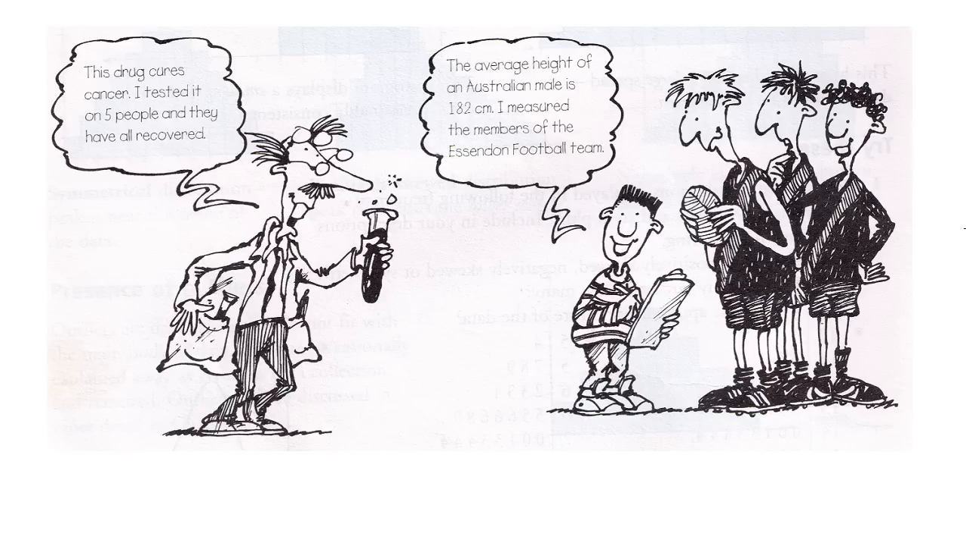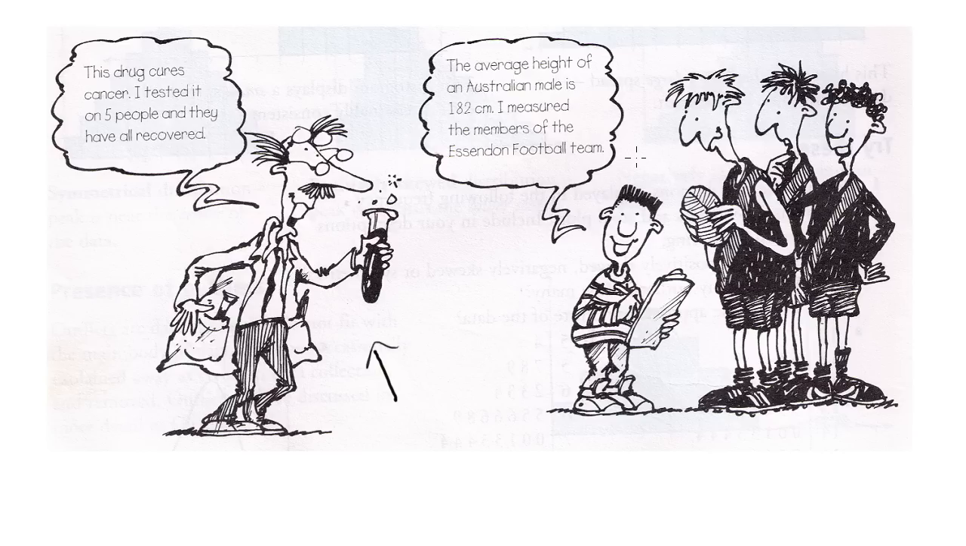Here's a little cartoon that demonstrates the point really well. This is taken from the Further Maths textbook published by Longman. Over here we've got a guy on the left and he's saying, this drug cures cancer. I tested it on 5 people and they have all recovered. Do you think that is a good sample that he's chosen there? So my first question is, what do you think the population is? So this cures cancer. So the population might be everyone in the world. Might be everyone in the world who has cancer. It could be everyone in Australia who has cancer. It's not really well defined, but you can see that these 5 people are not our population, because he's saying this cures cancer for all the human beings in the world, isn't he?